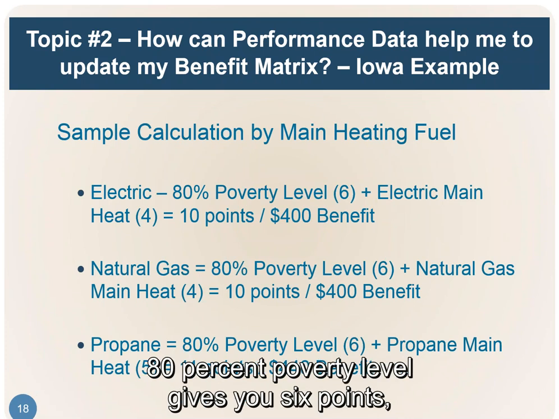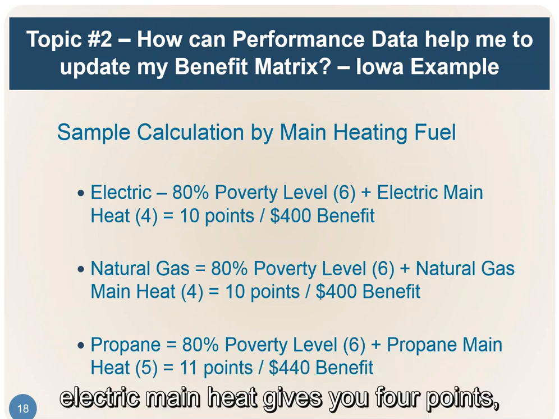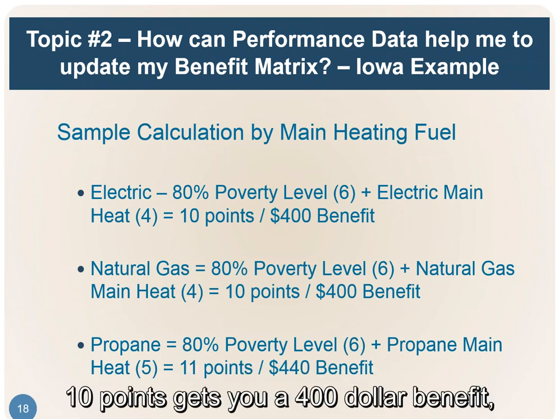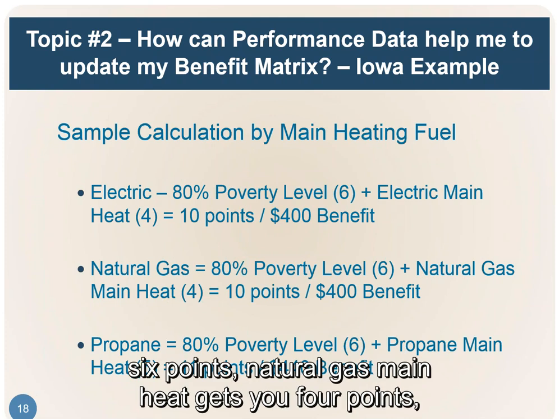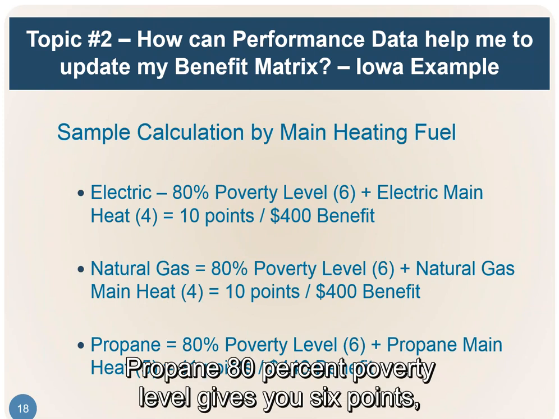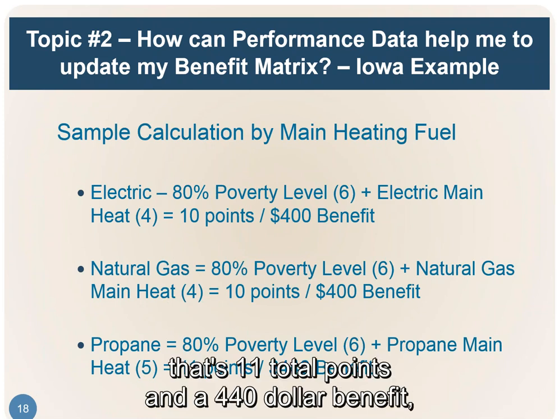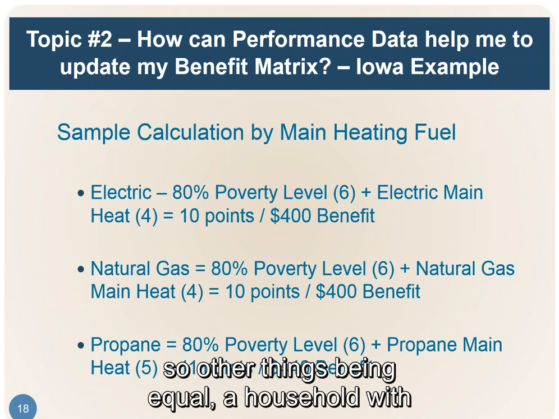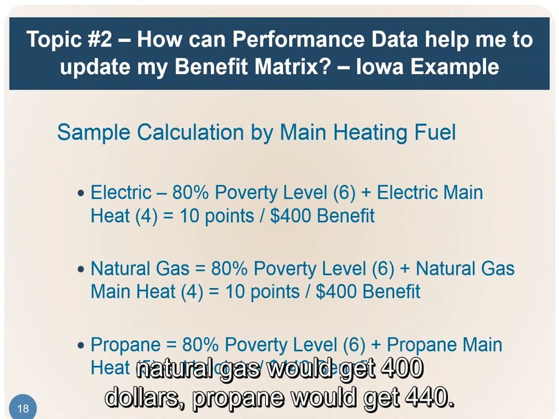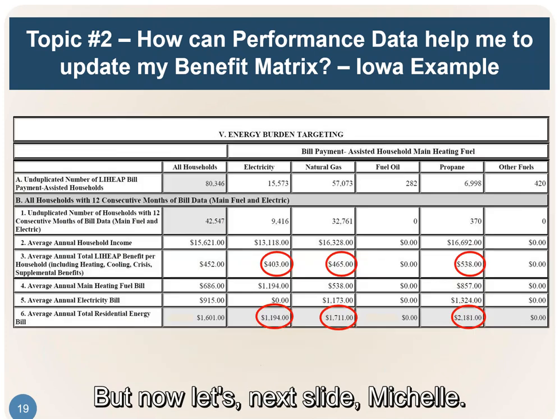So for electric, 80% poverty level gives you 6 points. Electric main heat gives you 4 points. And we're ignoring the targeting factors right now. 10 points gets you a $400 benefit. Natural gas, 80% poverty level gets you 6 points. Natural gas main heat gets you 4 points. That's 10 total points, a $400 benefit. Propane, 80% poverty level gives you 6 points. Propane main heat gives you 5 points. That's 11 total points and a $440 benefit. So other things being equal, a household with electric main heat would get $400, natural gas would get $400, propane would get $440. But now next slide, Michelle.